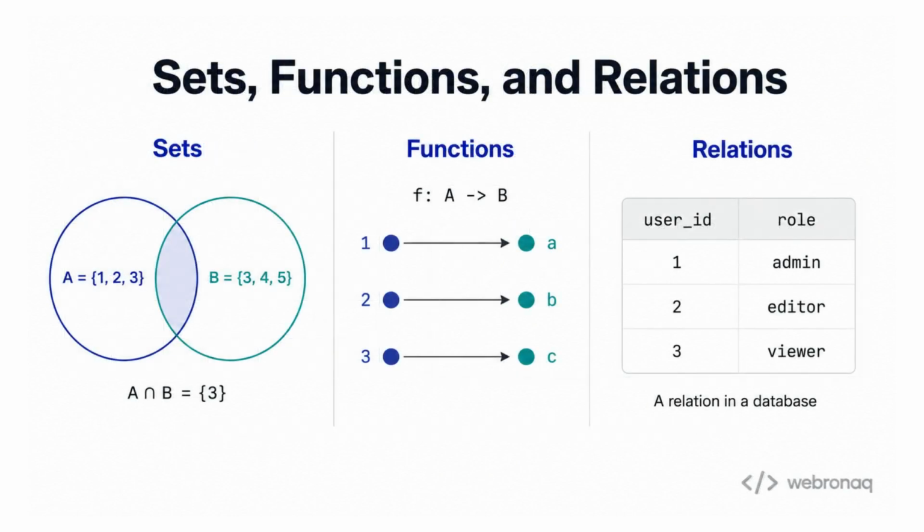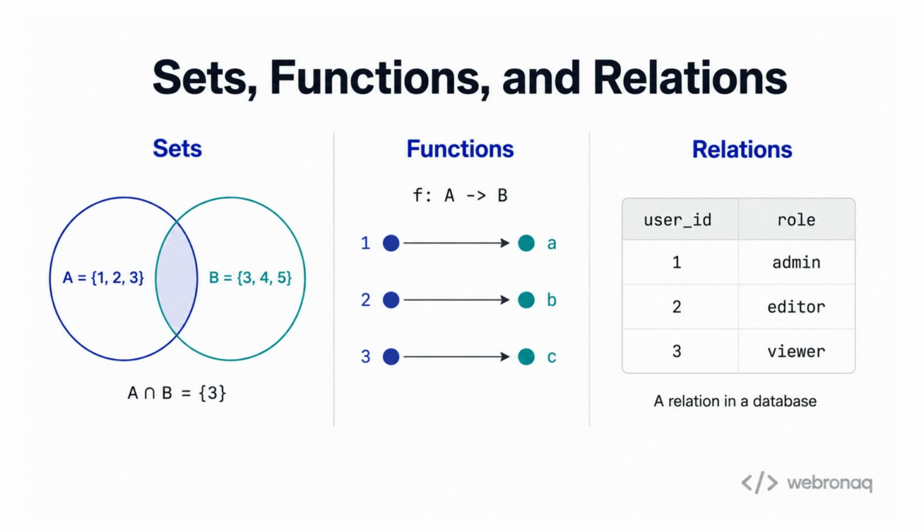Now let us talk about sets, functions, and relations. A set is simply a collection of distinct objects. No duplicates, no guaranteed order. In programming, this maps directly to data structures like hash sets and lists, and to concepts like the domain of valid inputs for a function. A mathematical function takes every element from one set and maps it to exactly one element in another set. That is precisely what a programming function is supposed to do.